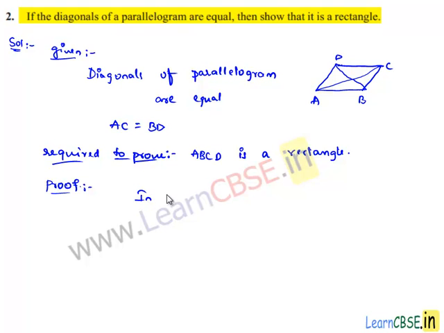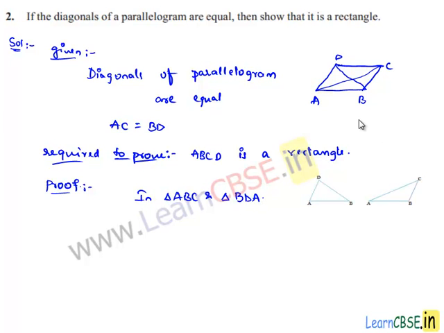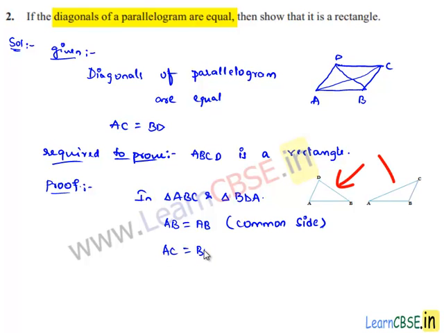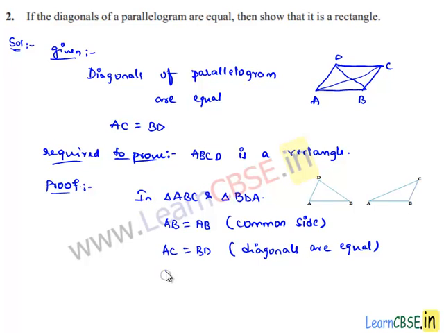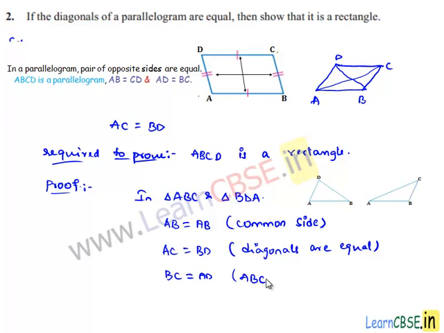Now let us consider both the triangles, that is triangle ABC and triangle BDA. Let us note down the similarities. AB is equal to AB since it is a common side, and also AC is equal to BD since it is given that diagonals are equal. And also we get BC is equal to AD, as in a parallelogram we know that opposite sides are equal.